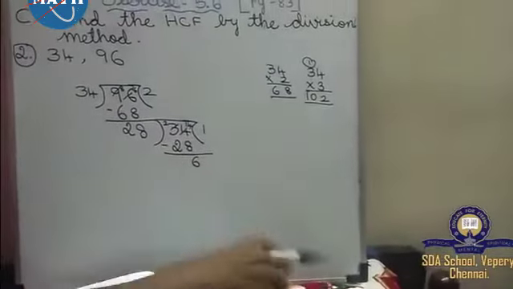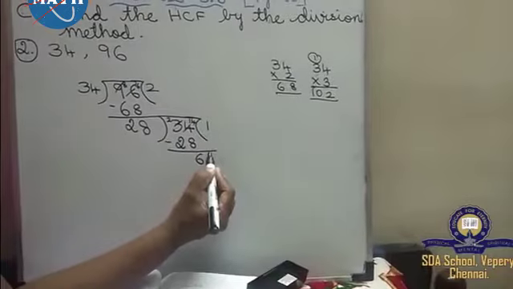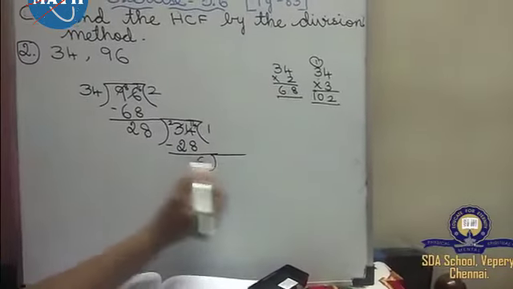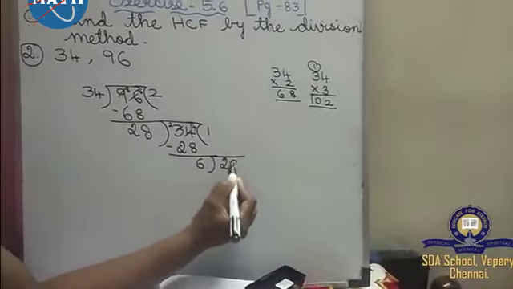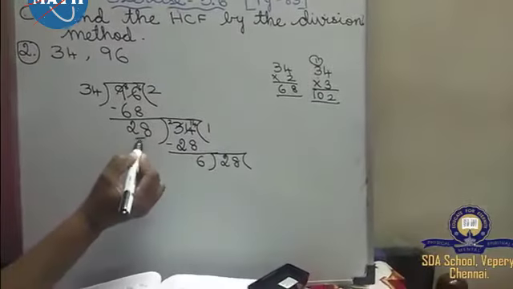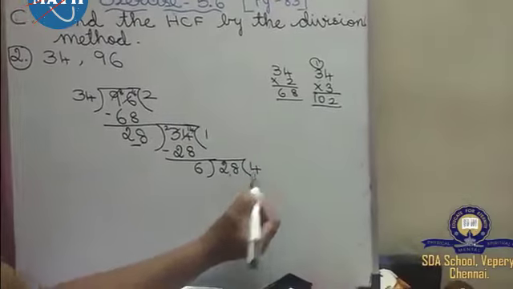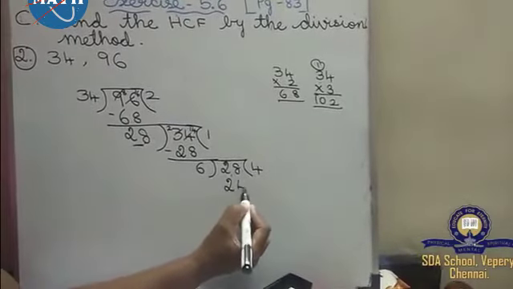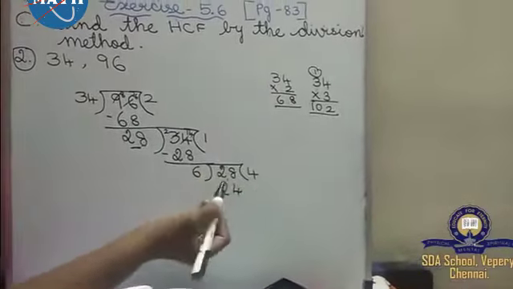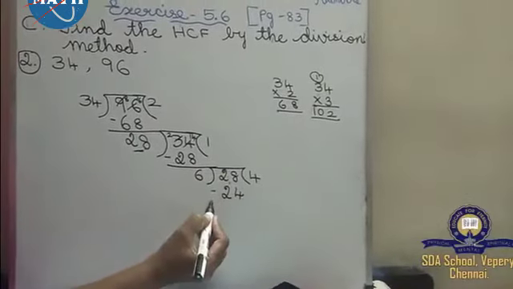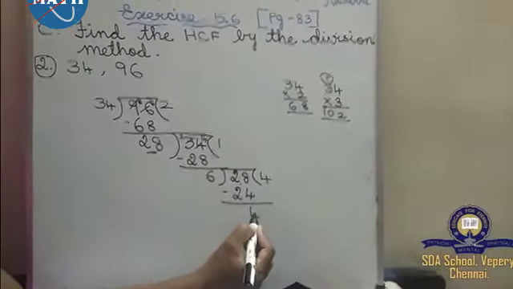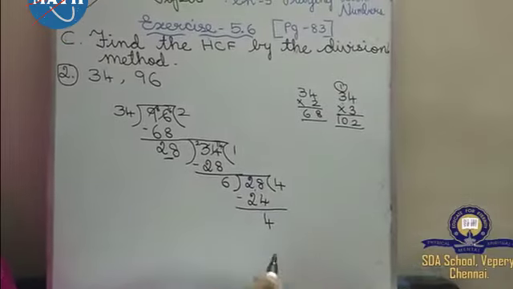So, what will come, children, again? This will become divisor and what you have to do? This 28 will become dividend. Now, 6 4s are 24. 6 5s are 30 will come. So, we can't write. So, what will come? 28 minus 24, what will come? The answer, remainder is 4.